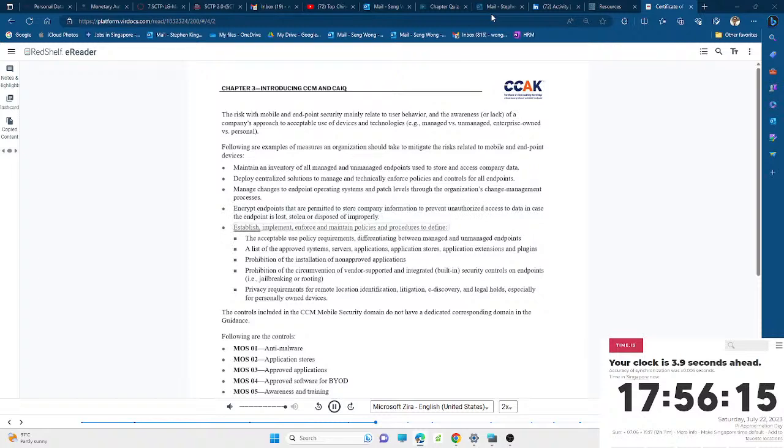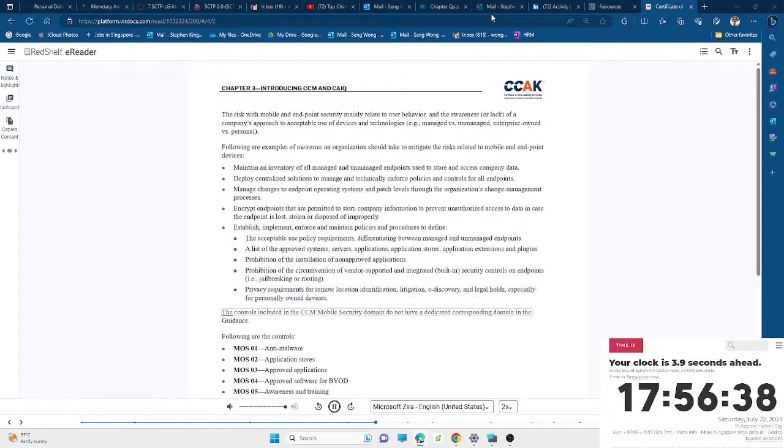Establish, implement, enforce, and maintain policies and procedures to define the acceptable use policy requirements, differentiating between managed and unmanaged endpoints. A list of the approved systems, servers, applications, application stores, application extensions, and plugins. Prohibition of the installation of non-approved applications. Prohibition of the circumvention of vendor-supported and integrated, built-in security controls on endpoints, i.e., jailbreaking or rooting. Privacy requirements for remote location identification, litigation, e-discovery, and legal holds, especially for personally owned devices.